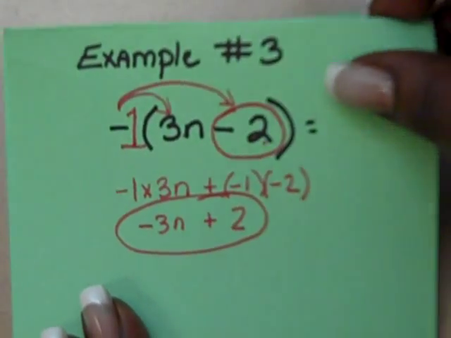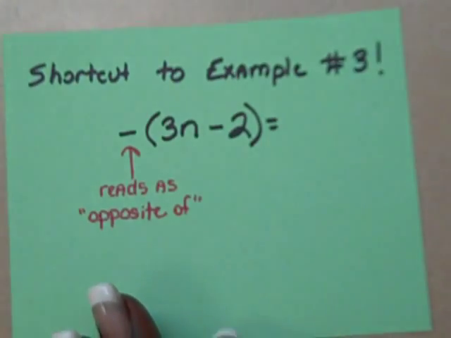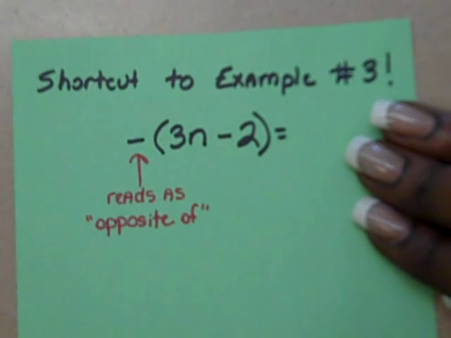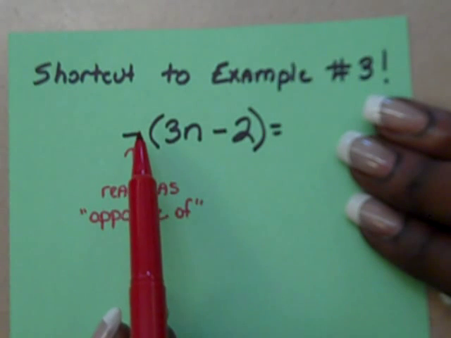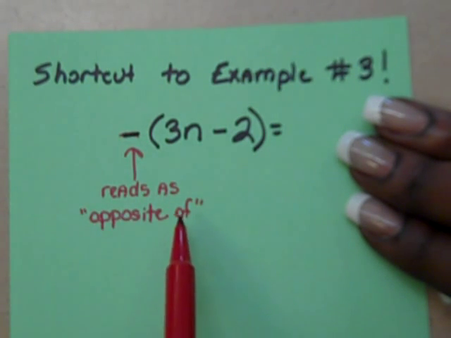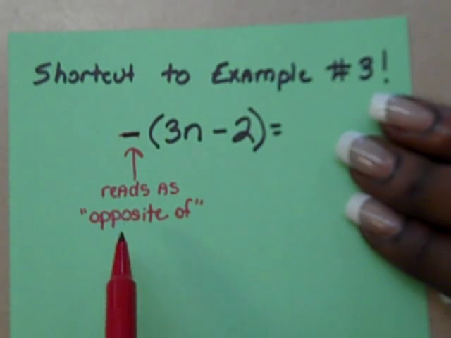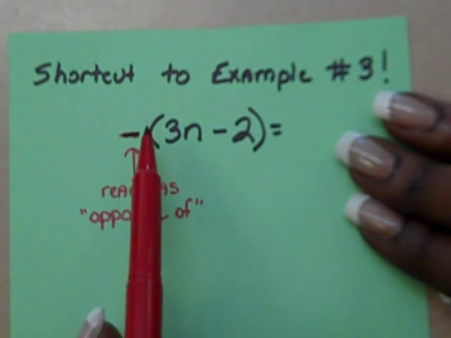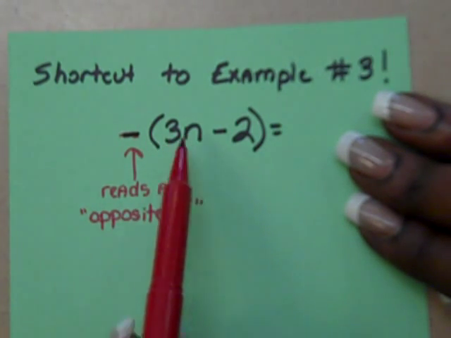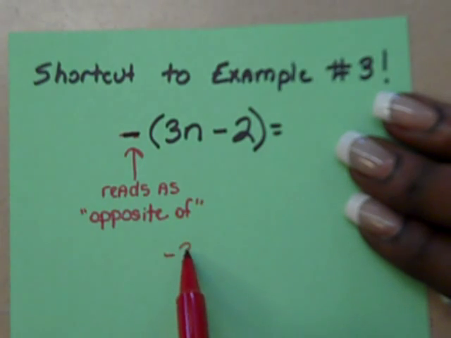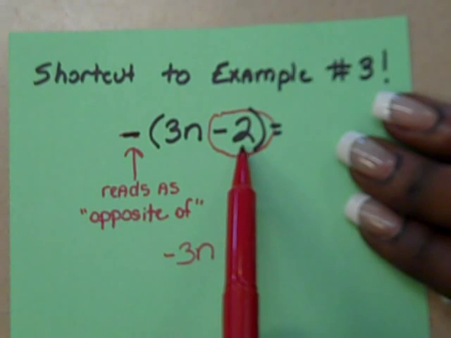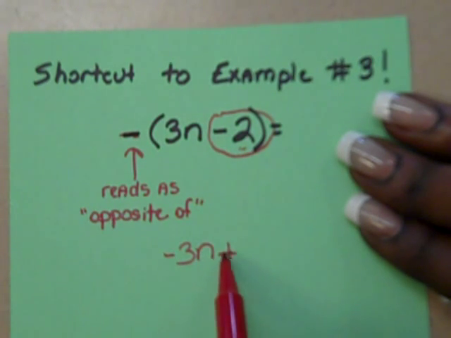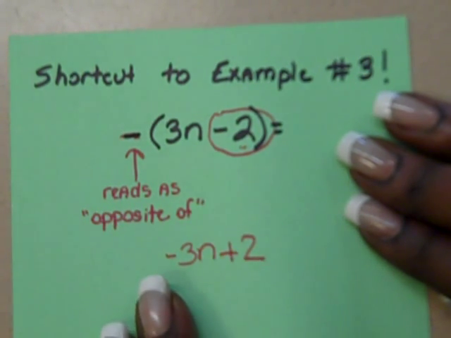Now, there is a shortcut to simplifying an expression when it has just the negative sign on the outside. You might want to remember that this negative sign could also be read as "opposite of." So what this is saying is, what is the opposite of positive 3n? Well, that's a negative 3n. And what is the opposite of a negative 2? Well, that would be a positive 2.